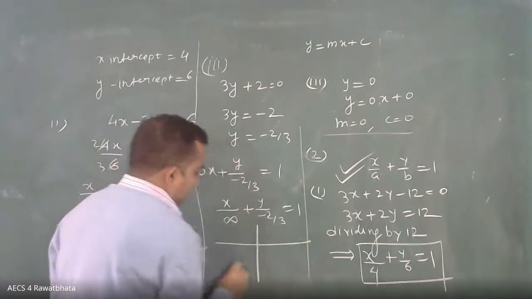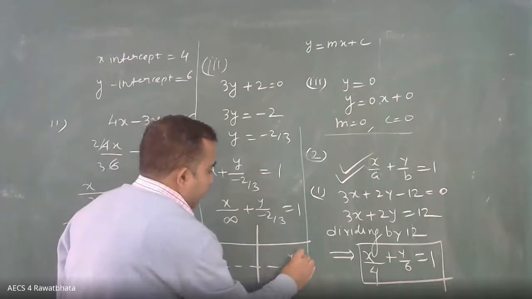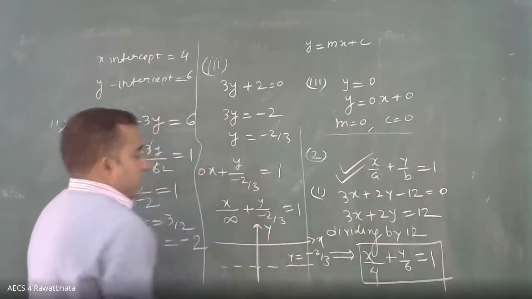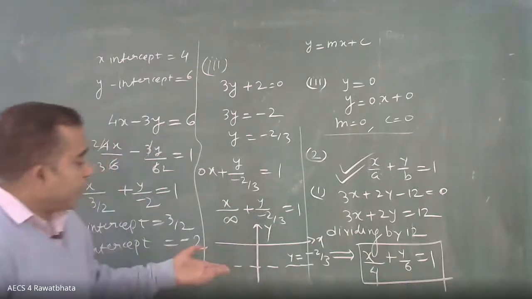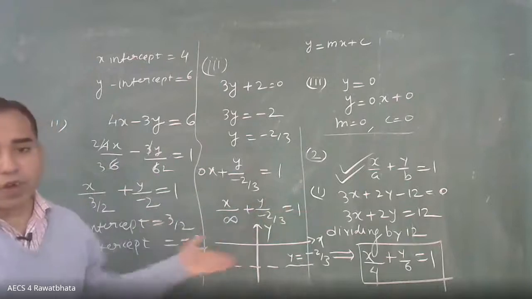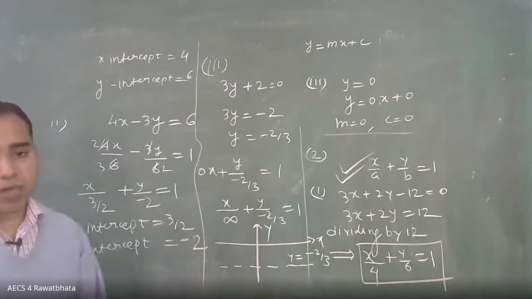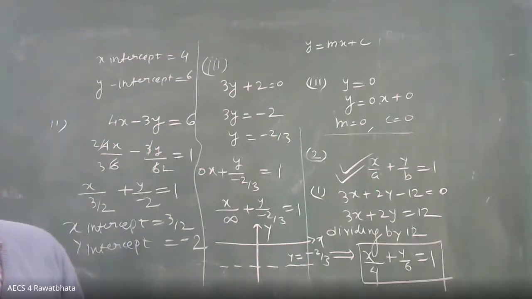like this, a horizontal line. This is y equal to minus 2 by 3. So y-intercept is minus 2 by 3 and x-intercept, it is not cutting the x-axis at all. So you can say that x-intercept is infinity in some sense. So this was question number 2.